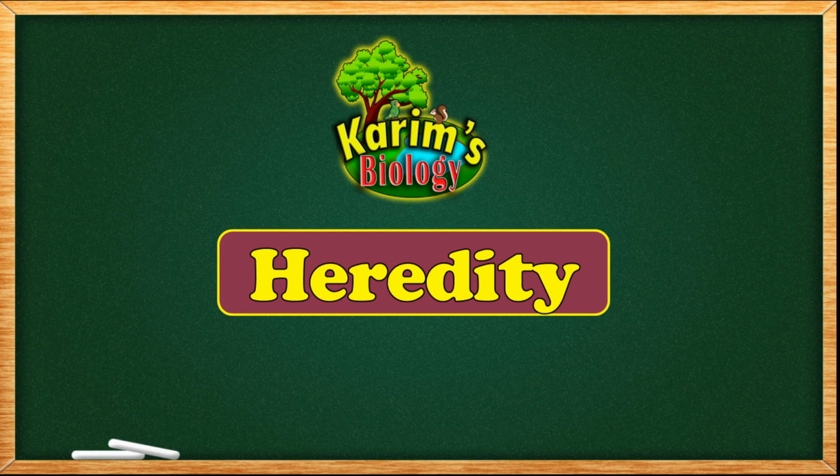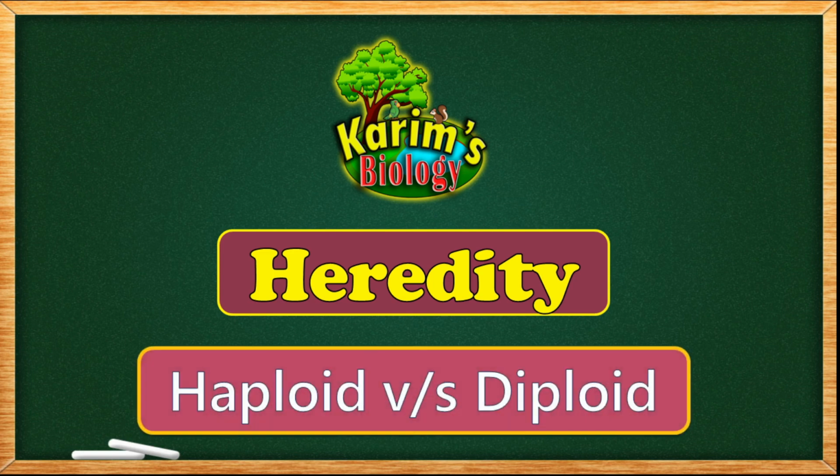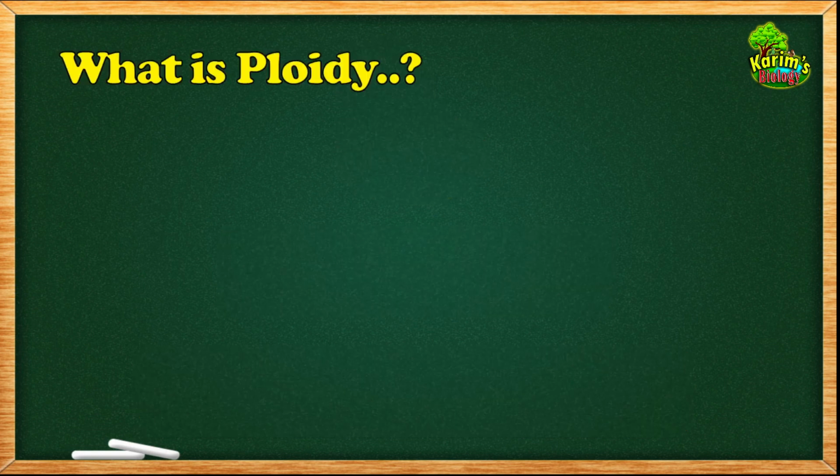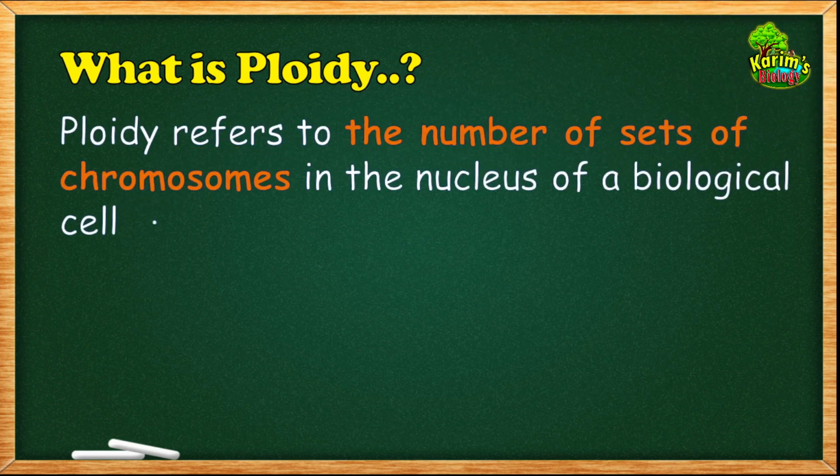In this session from the lesson Heredity, the concept that I have selected for you today is haploid versus diploid. So let us enter into the topic and find out what it means by haploid and diploid. Before that, we need to first understand the meaning of the term ploidy. So what is ploidy? Ploidy refers to the number of sets of chromosomes in the nucleus of a biological cell.